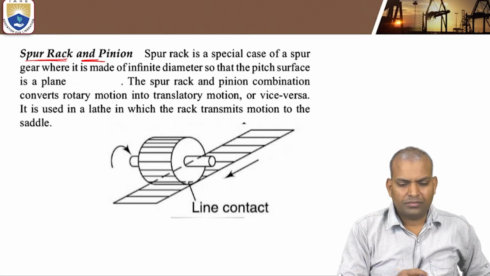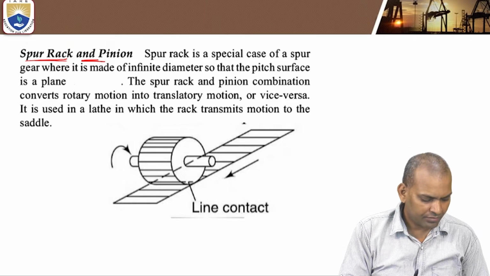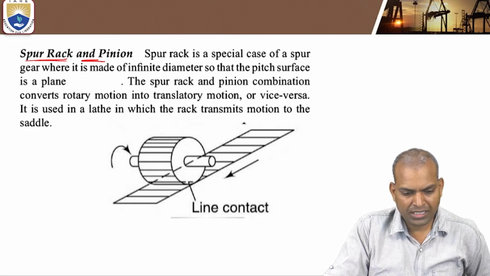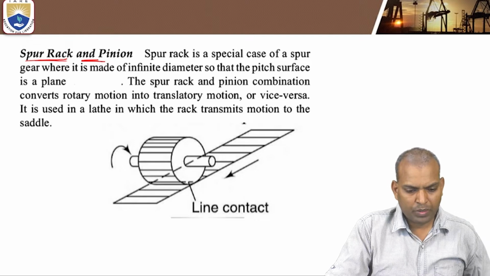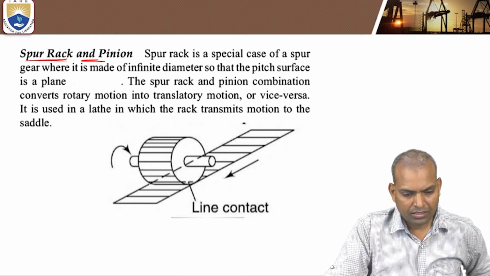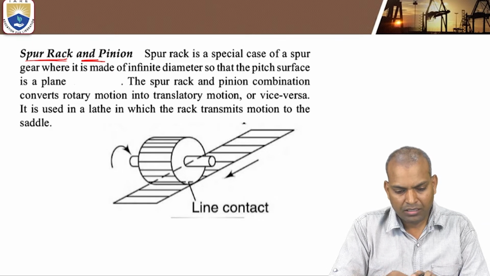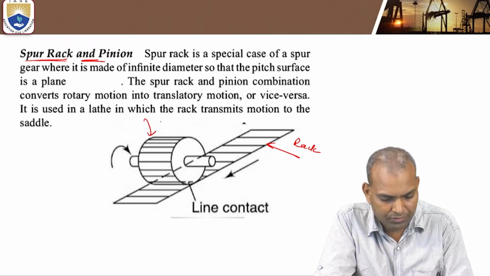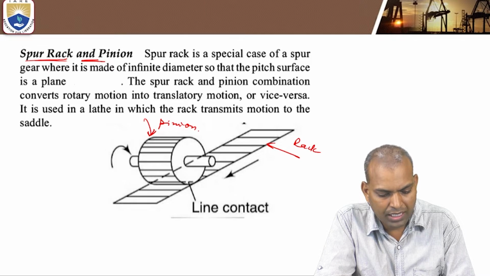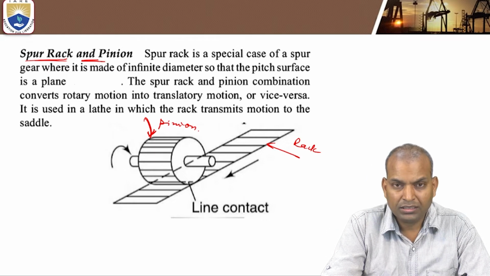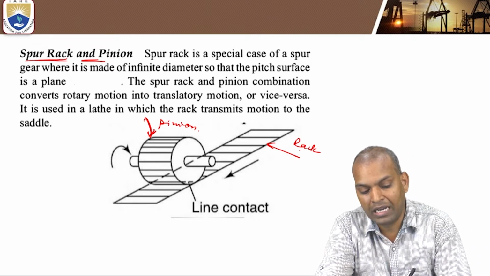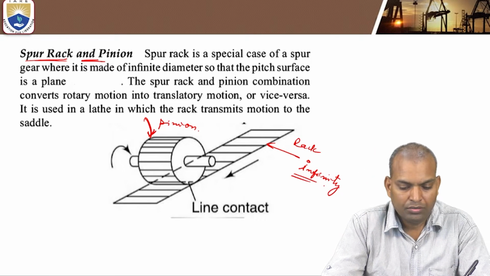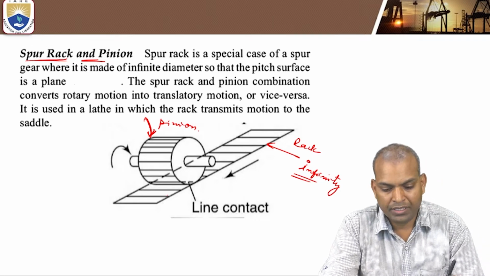So the spur rack is a special gear made of a spur gear. Here, which one is the rack? This is the rack. This is the pinion. Rack and pinion. So here, what is the radius of the rack? The radius of the rack is straight, that means infinity. The diameter of the rack is infinite.